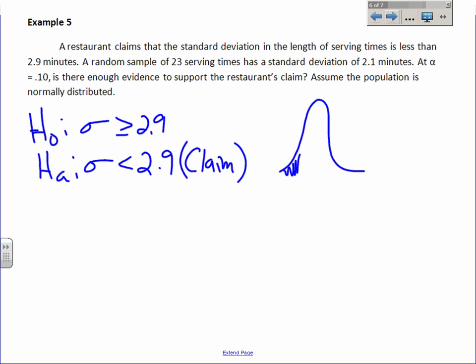And in that tail must be 10%. So before we even go to it, what number am I actually going to be looking up on this thing? Yeah, we're going to be looking up that 0.90 because it's 90%, right? So we got to look up 0.9, and our degrees of freedom is 22, right? Because 1 less than n.